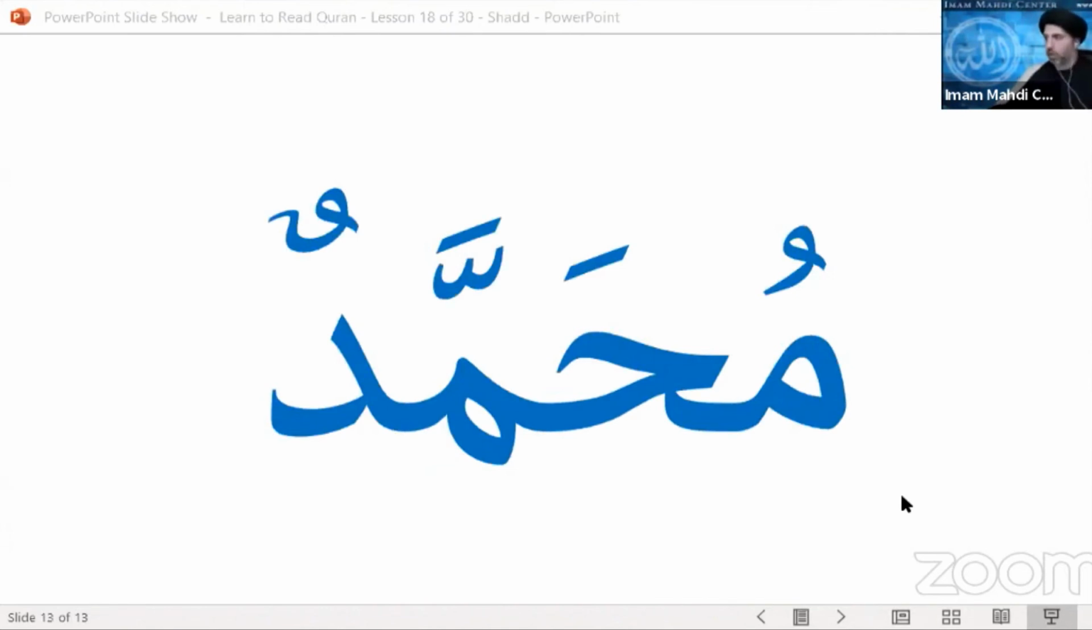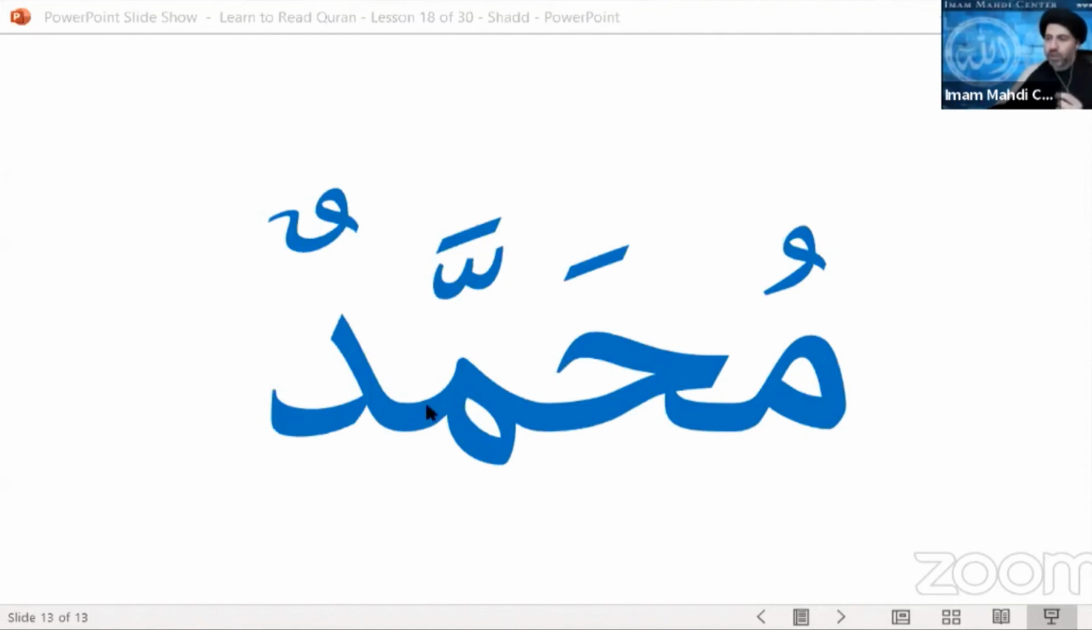And our last word, a very special word for us Muslims, of course. This is the name of our Prophet Muhammad sallallahu alayhi wa alihi wasallam. So now we're going to learn how it's spelled and how we read it. So here we have the letter Mim with a dhamma, which is pronounced mu. Then we have the letter Ha with fatha, which is pronounced ha.